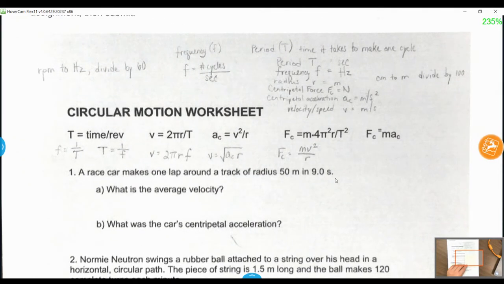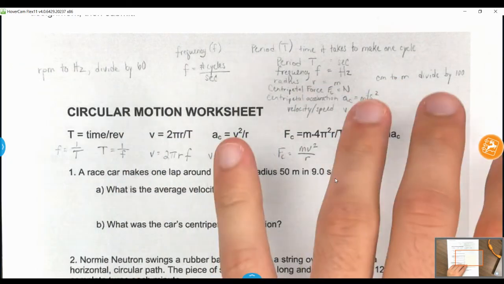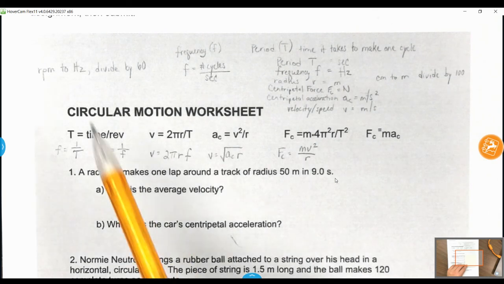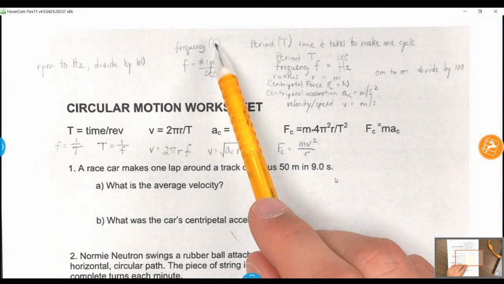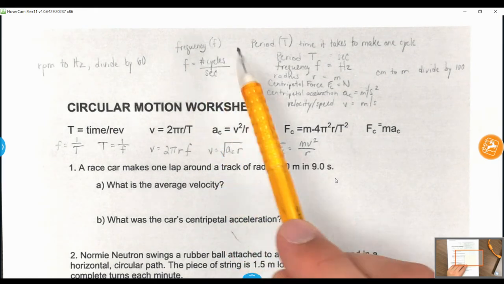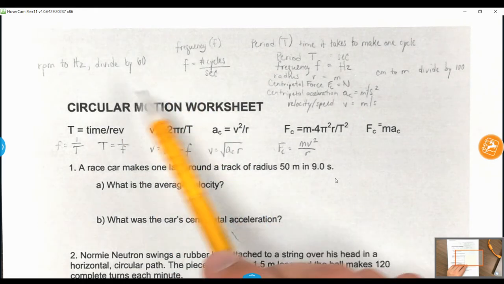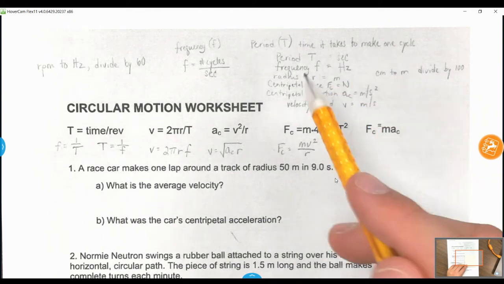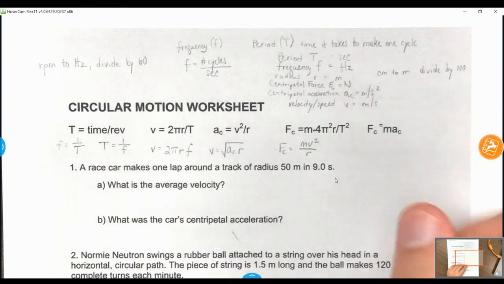All right, so guys, for part one of our circular motion worksheet, we have all the equations that we're going to need here, okay, and a couple little pieces of information to help us out. So if you have to take something in RPM and put it into hertz, you divide it by 60. Frequency, lowercase f, would equal the number of cycles per second, number of laps, number of complete revolutions or rotations per second. Period would be the time it takes to just make one complete cycle, one lap, one circle, one rotation, one revolution, etc.